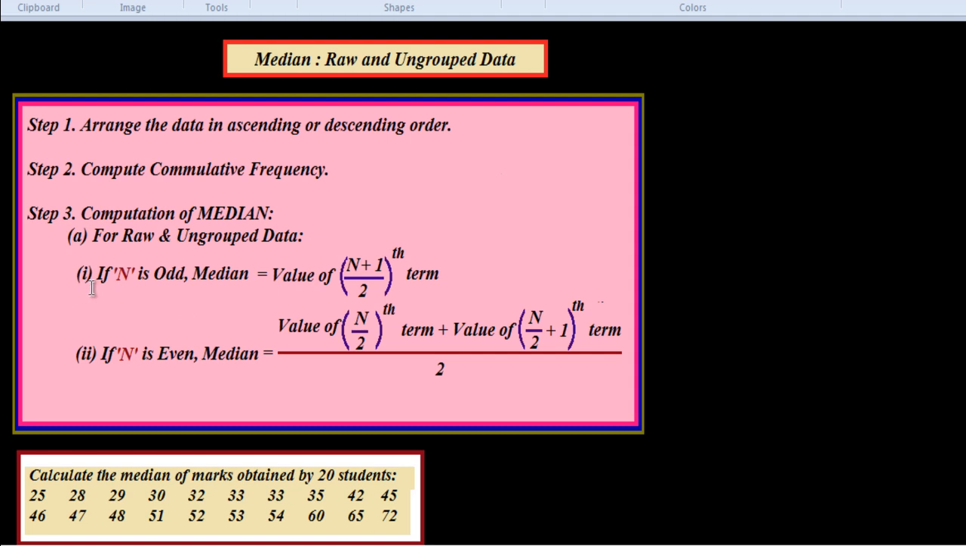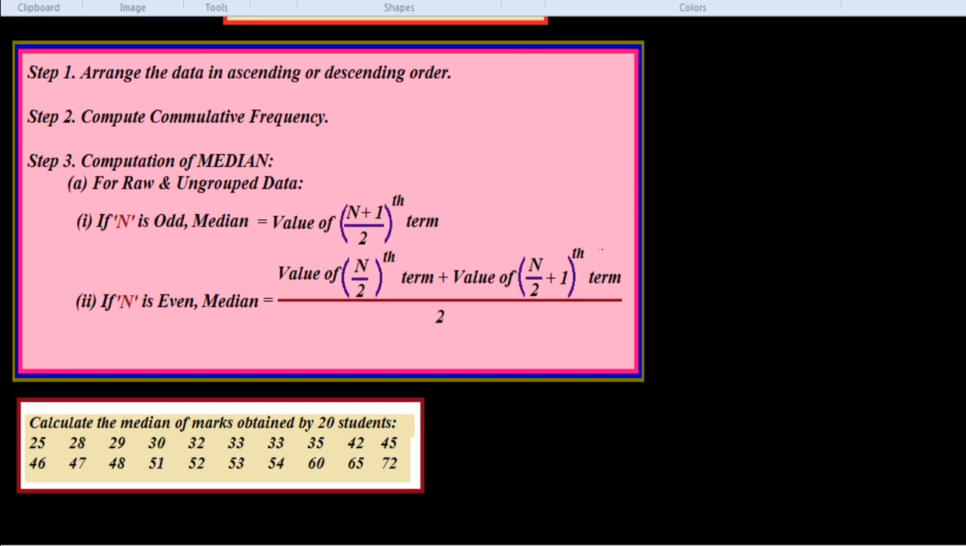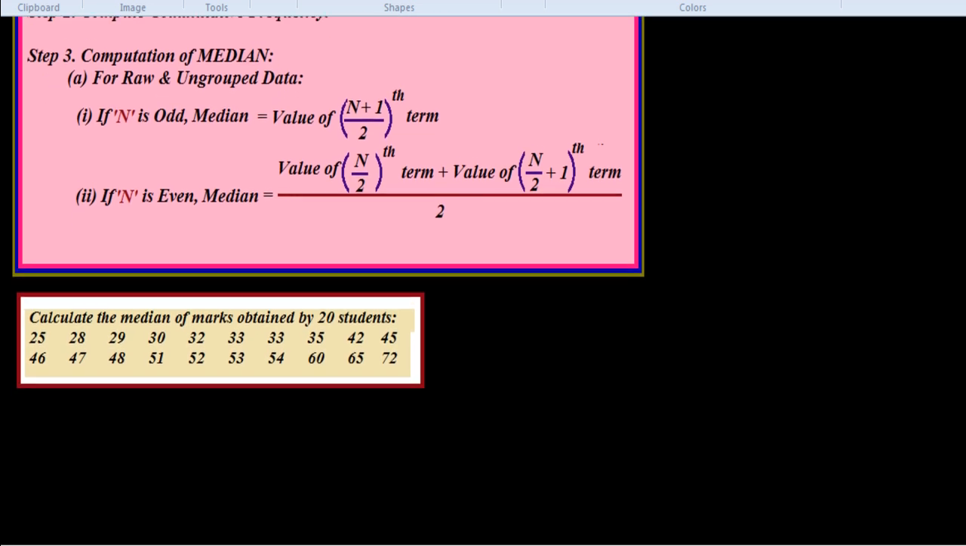We see here, first, if n is odd, the total number of data is n, which is odd, the median would be the value of (n plus 1) over 2 term. Now if n is even, if the total number of terms is even, then median is equal to the value of n by 2 term plus the value of (n by 2 plus 1) term, over 2. So I have to take the average of these two terms, and we get the median. Here, first of all, I would like to explain how to get the median of raw data.